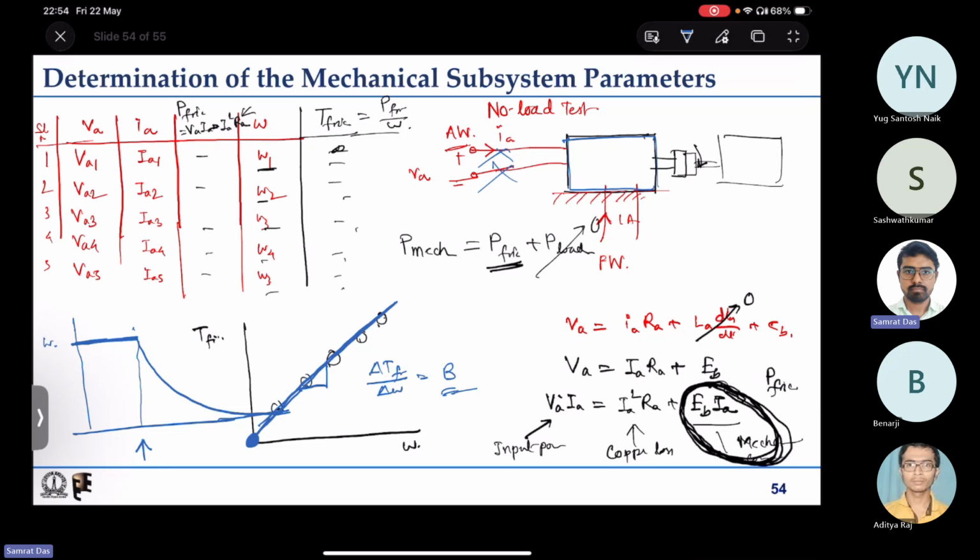And this is again assuming it to be that first order linear system, Te equal to J d omega dt plus B omega plus TL. Anyway, there is no TL load torque here, so Te equal to J d omega dt plus B omega, that is our system.